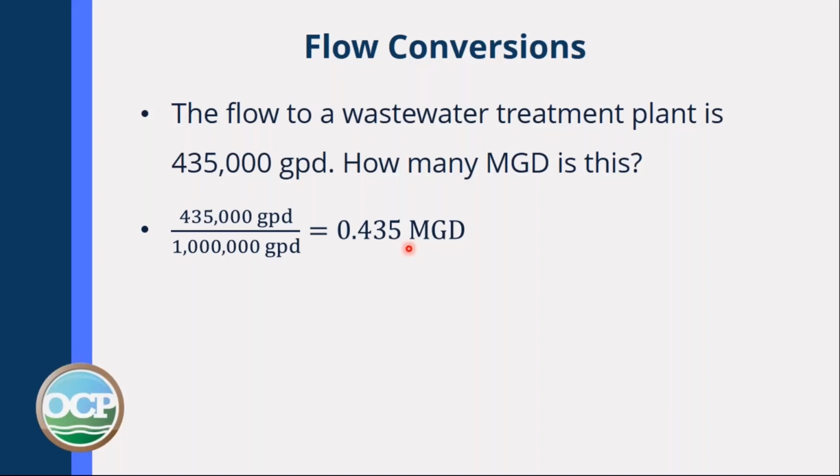As a guide to solving problems in the manual and the study guide, and certainly on the test, make sure that the number of places of decimals for flow is at least 3. So don't round this to 0.44, use the 3 places of decimals. That way you will get as close as possible to the answer that we will provide you on the math study guide, in the manual, or on the test.